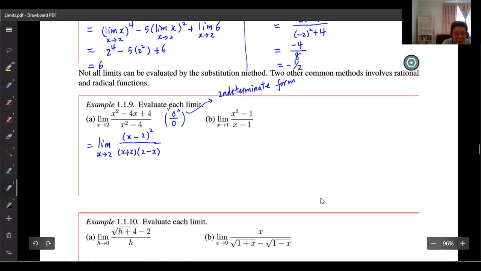Then after factoring, we can cancel out x minus 2. Why can we cancel out the x minus 2? Because x is never 2. We said x approaches 2, but x is never 2. So these two functions are the same if we cancel out x minus 2. We get this. So our original function, if x is not 2, is basically the same as this.